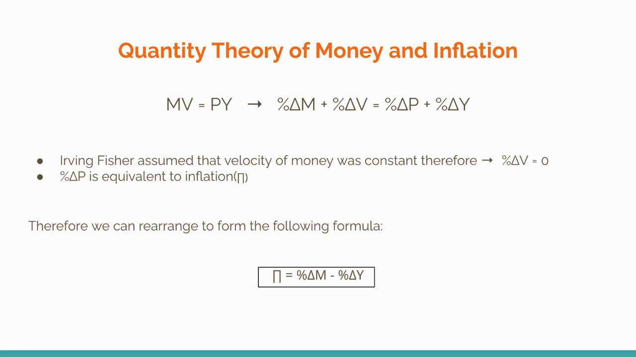So Fisher assumed that the velocity of money was constant. So if the velocity of money is constant, the change in velocity of money is zero. Therefore, we can cross it off the equation. And we also know that the change in price level is equivalent to inflation. Therefore, we can just rearrange the formula to get the inflation rate, which is equivalent to the change in the money supply minus the change in real GDP.